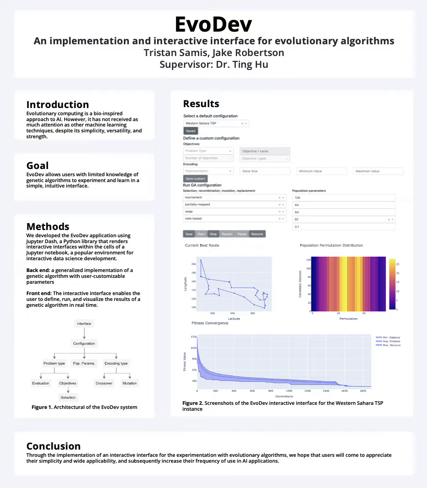The goal of EvoDev was to facilitate understanding and experimentation with genetic algorithms by emphasizing their simplicity, versatility, and natural intuition. In order to accomplish this, we created a low-code application that encourages users to engage with genetic algorithms in a novel, fun, and interactive way. We hope that this tool will help increase interest in genetic algorithms and that more people will be inspired to integrate genetic algorithms into their work.